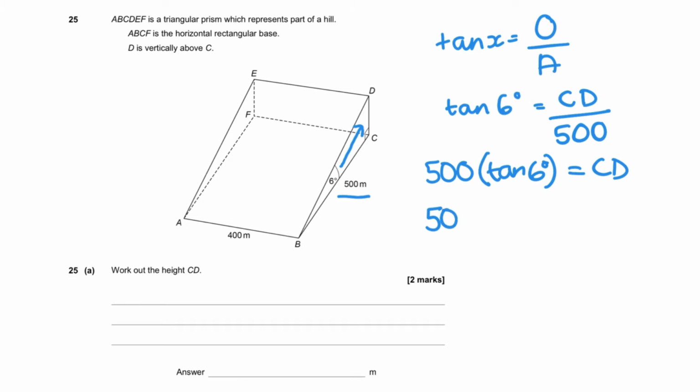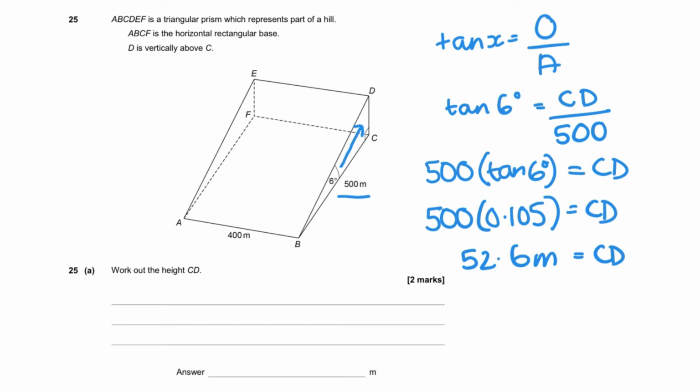So 500 times, and then tan 6 degrees is 0.105 on our calculators, is equal to CD. So CD is equal to 52.6 metres. So far so good. Let's look at part B.